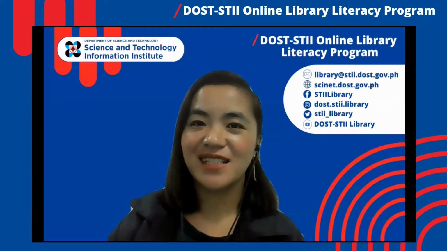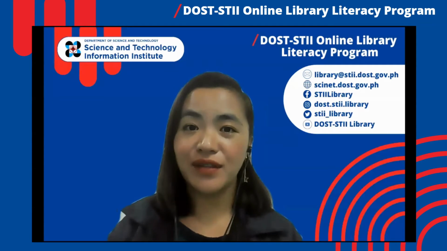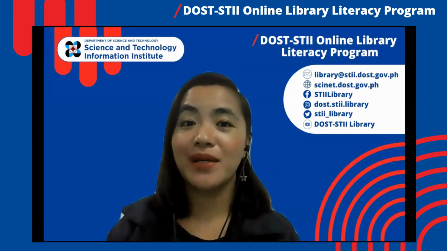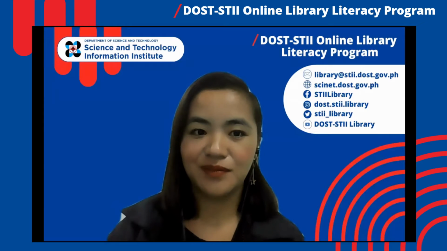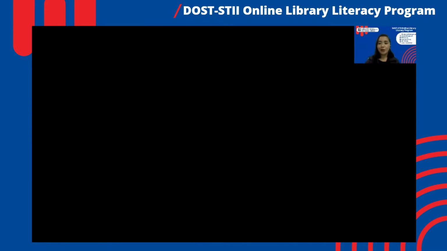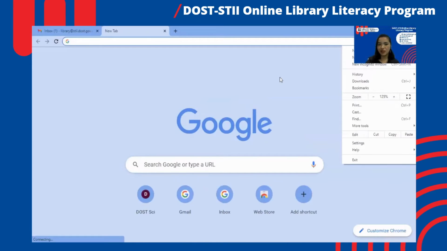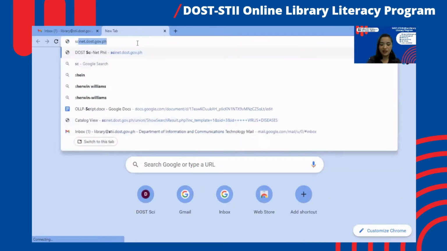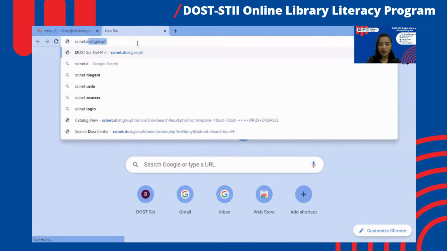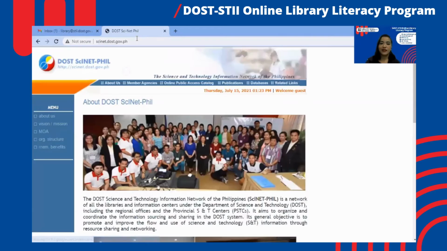Hello everyone, once again this is Irene Alice Brillo, and as mentioned, I will be showing you the actual navigation of our library's online public access catalog. Let me just share my screen. Okay, so I hope you can see this one. Let's just increase that. The first thing that we need to do is to go to the library OPAC's URL, that is signet.dost.gov.ph. And there you go.